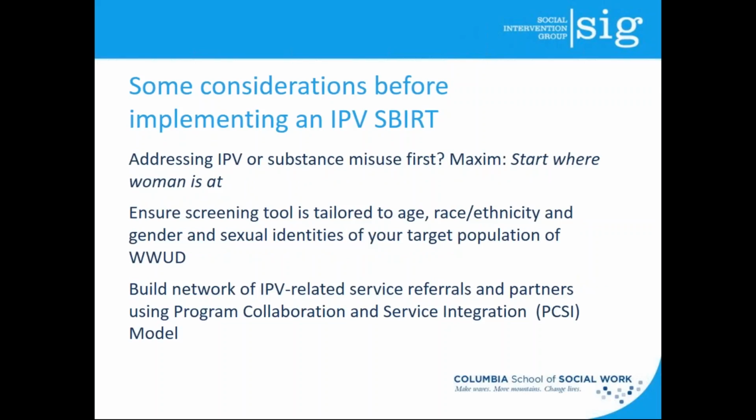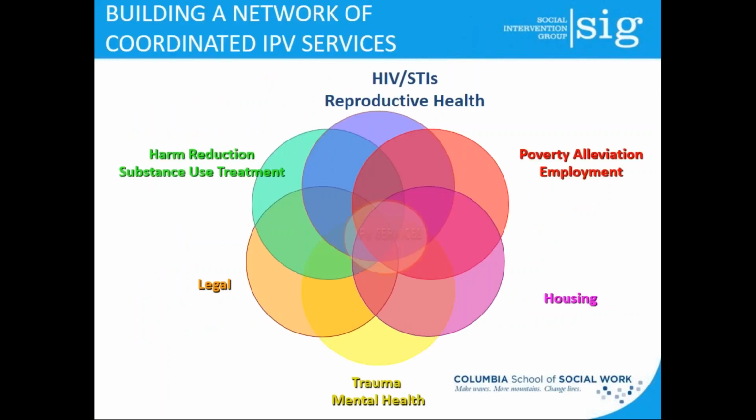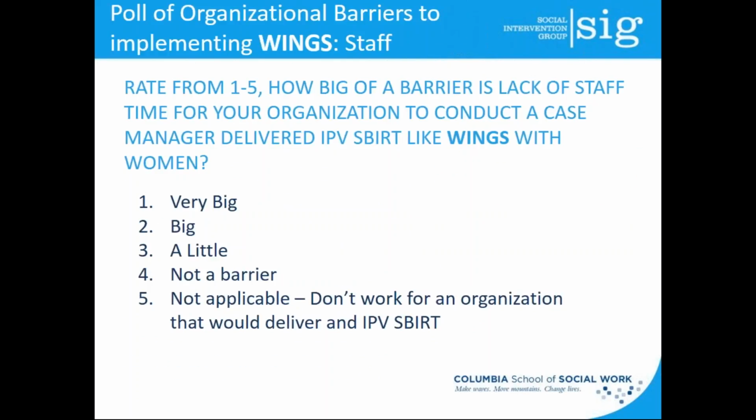Also, trying to think through whether addressing IPV or substance misuse first, I would, again, start where the woman is at. That's the old maxim of social work. Ensure whatever screening tool that you use is tailored to the age, race, ethnicity, gender, and sexual identities of your target population. And again, as I mentioned, really build that network of IPV-related service referrals and partners, thinking through a service integration, program collaboration type of model.